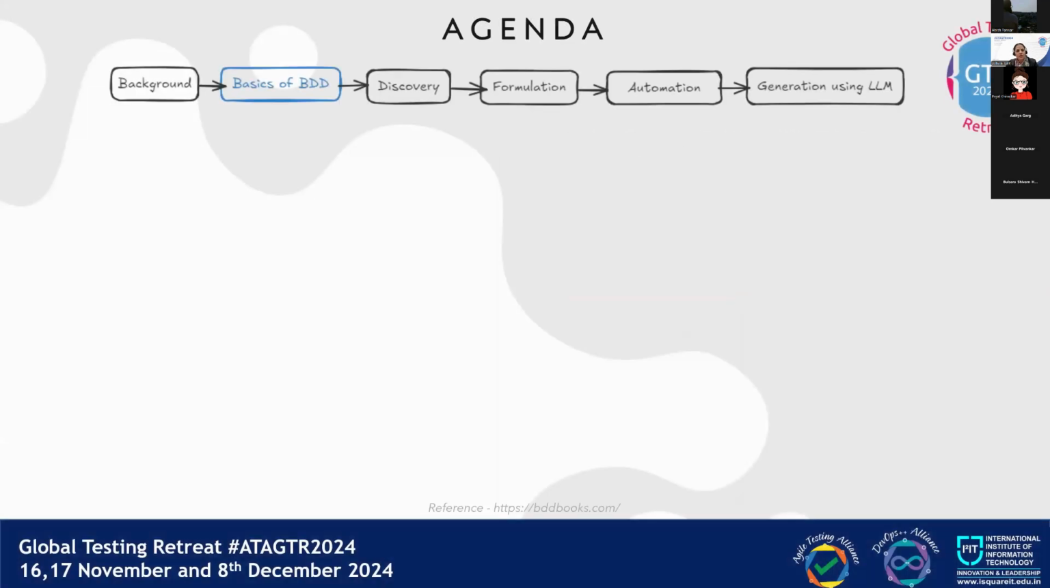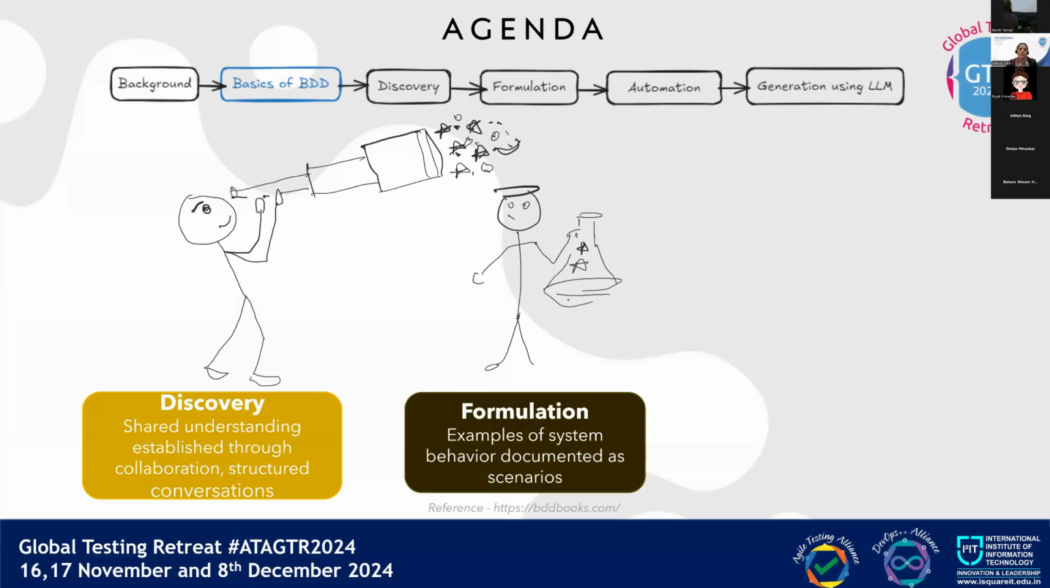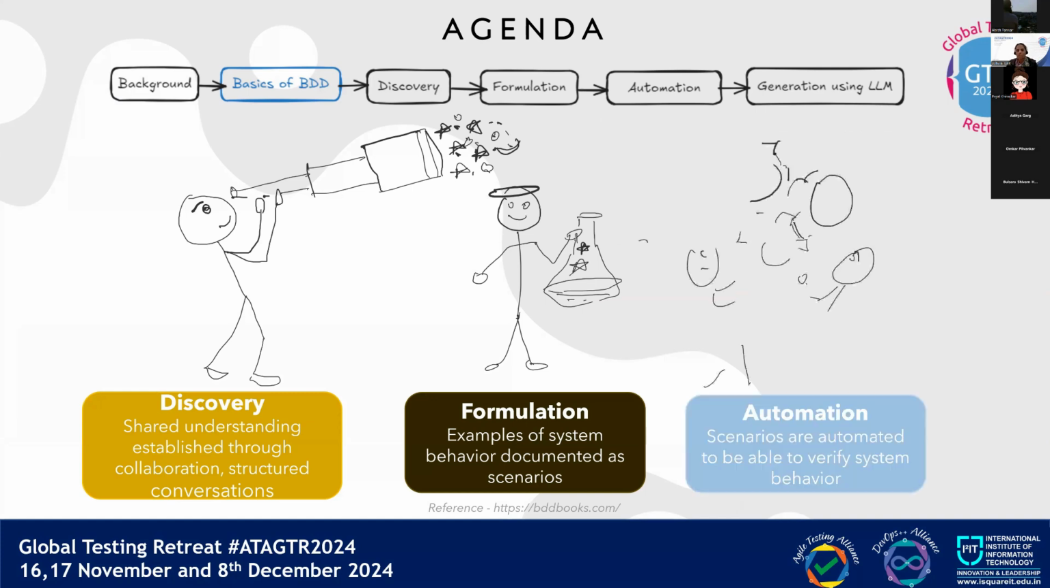The agenda for today will be getting over the basics of BDD, followed by discovery, formulation, and automation. Those are the three main pillars of how BDD is practiced. And finally, we'll see how GenAI can be utilized so that we can come up with scenarios quickly. So you can consider this to be a workshop that is 4 workshops taken together: discovery, formulation, automation, and GenAI for BDD. So 10 to 12 minutes, 4 workshops.